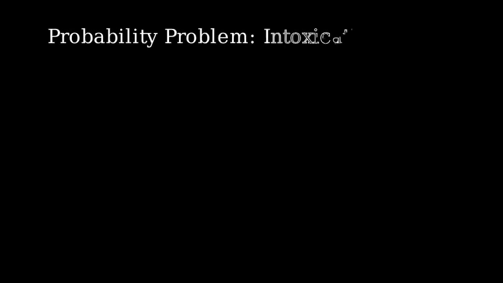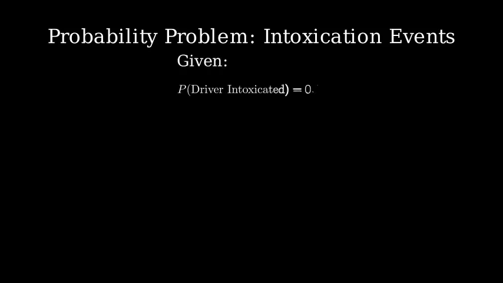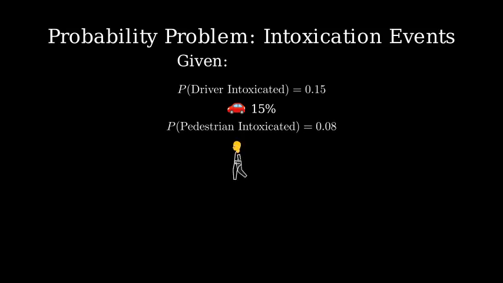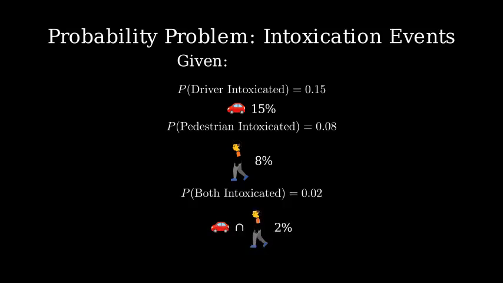Let's solve a probability problem involving intoxicated drivers and pedestrians. We'll use probability rules to find the chance that either the driver or the pedestrian was intoxicated. Here's our problem. In a traffic incident, the probability that the driver was intoxicated is 0.15, or 15%. The probability that the pedestrian was intoxicated is 0.08, or 8%. And the probability that both were intoxicated is 0.02, or 2%.